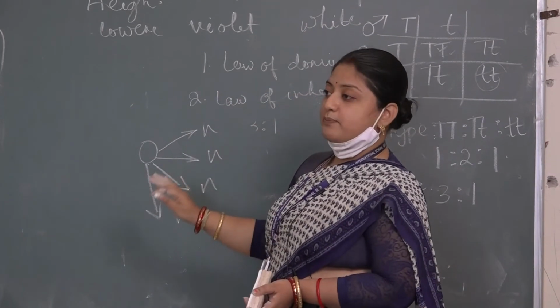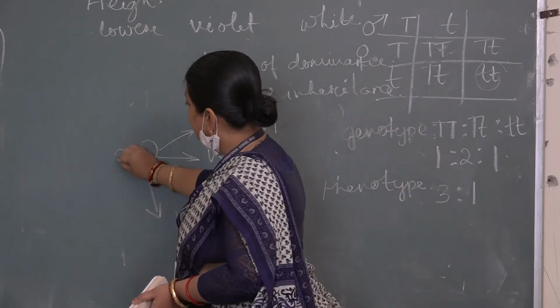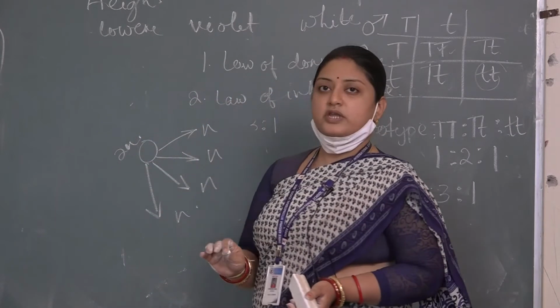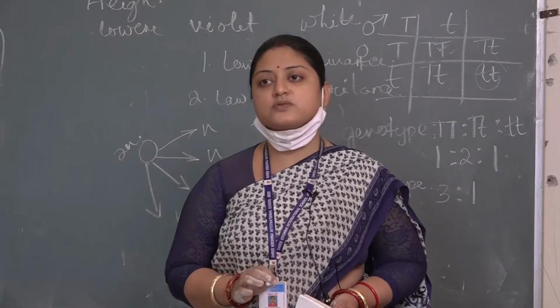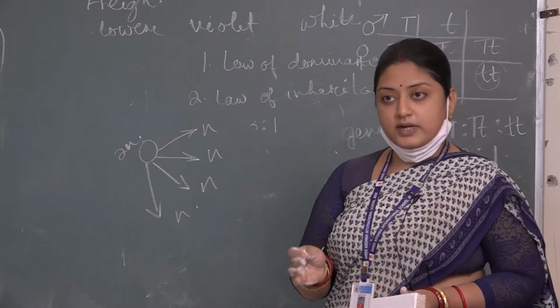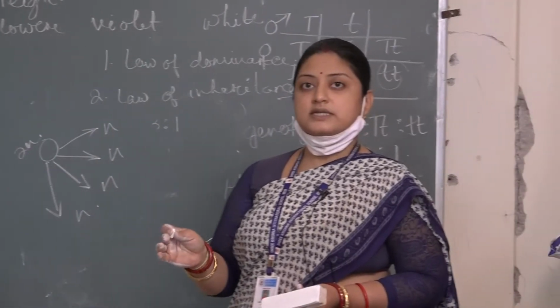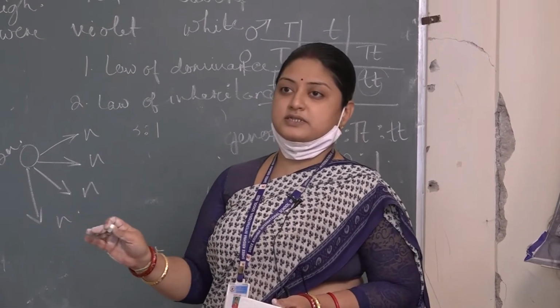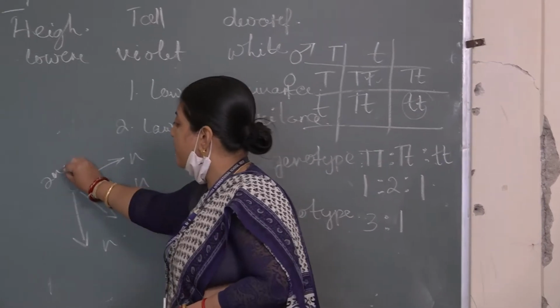What do you mean by diploid and haploid? In every cell in our body, 23 pairs of chromosomes are there, or 46 chromosomes. That is, 2n equals 46, that is your diploid cell.